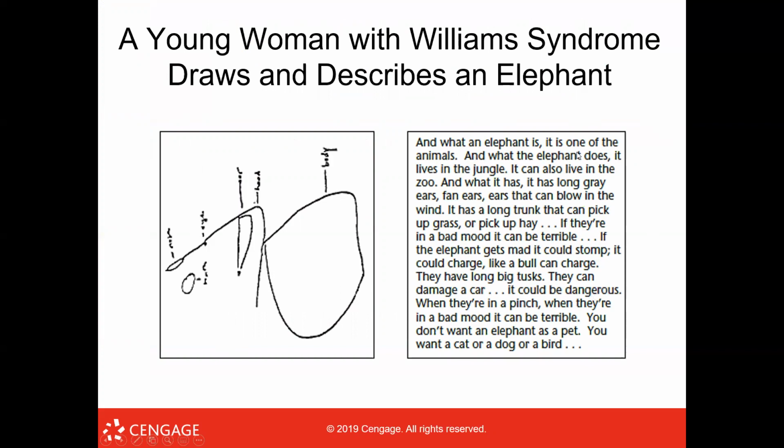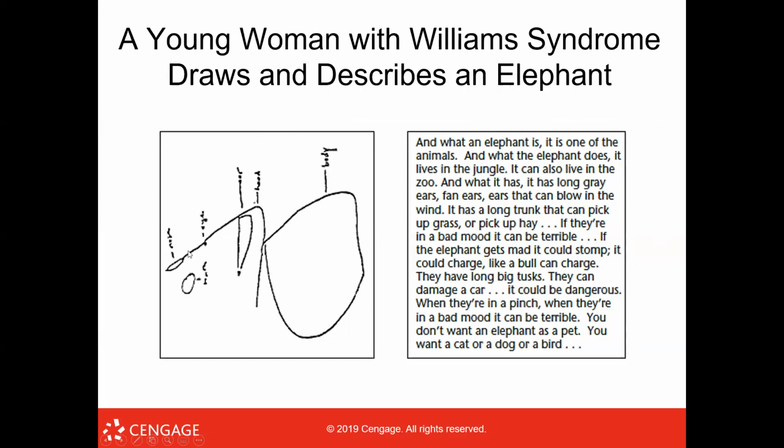What an elephant is, it is one of the animals. And what the elephant does, it lives in the jungle. It can also live in the zoo. And what it has: long gray ears, fan ears, ears that can blow in the wind. It has a long trunk that can pick up grass or pick up hay. If they're in a bad mood, it can be terrible. If the elephant gets mad, it could stomp. It could charge like a bull can charge. They have long, big tusks. It goes on from there. This is a very thorough and impressive description of the elephant.